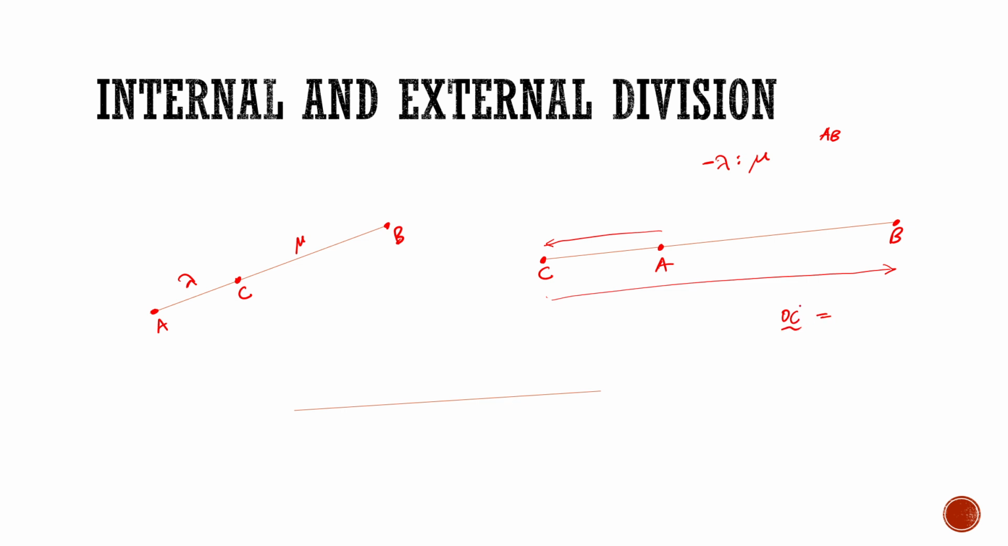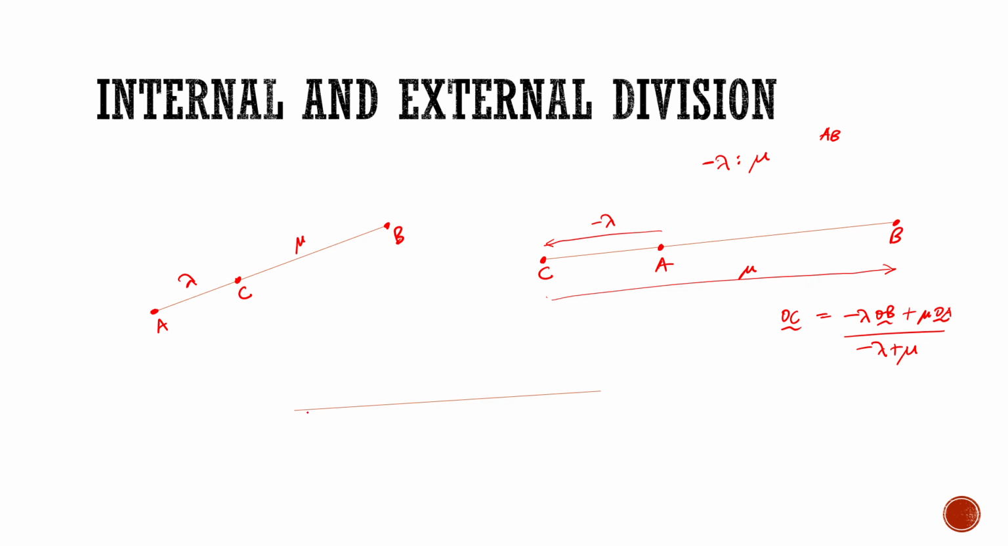In this case, OC is going to be negative lambda times OB plus mu times OA, out of negative lambda plus mu. Since negative lambda is associated with A, you multiply it by the position vector of B, and vice versa.